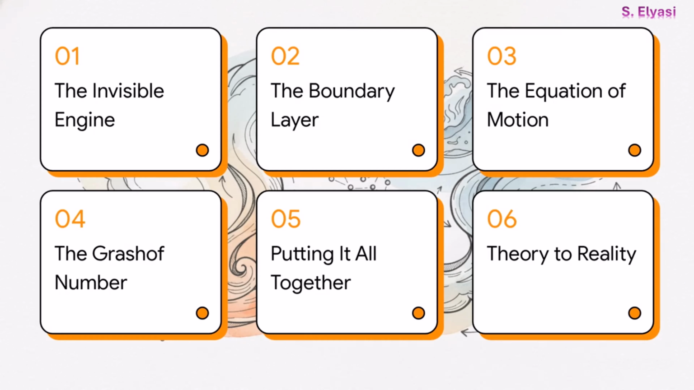All right, here's our game plan. First, we'll figure out what this invisible engine really is. Then, we're going to zoom way in on something called the boundary layer. That's where all the action happens. After that, we'll get into the fun stuff and build the equation of motion from the ground up, which will lead us to the big reveal of the Grashof number. Finally, we'll put it all together to solve the mystery and see how this theory lines up with what we see in the real world.